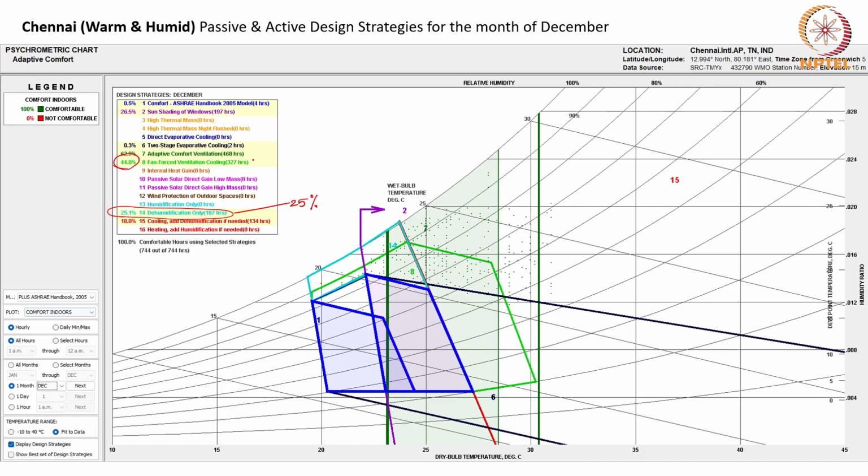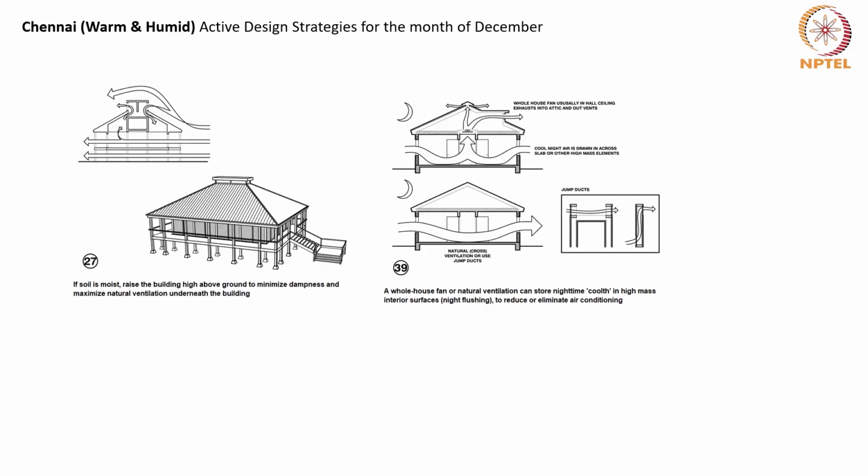Fan forced cooling is another strategy which will shift 44% of the hours to comfort, and air conditioning requirement is only for 18% of the hours or 134 hours to shift from uncomfortable to comfortable. So in order to have 100% of the hours shifted from uncomfortable to comfortable, one needs to follow these three strategies for the month of December for Chennai. So how do we achieve these strategies?